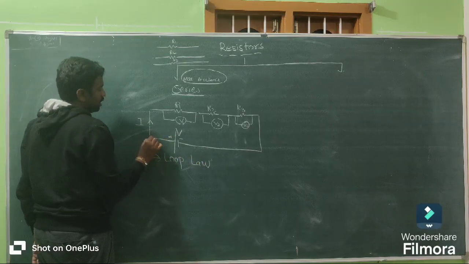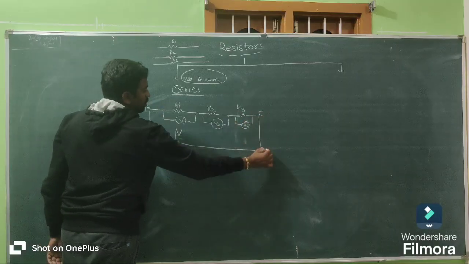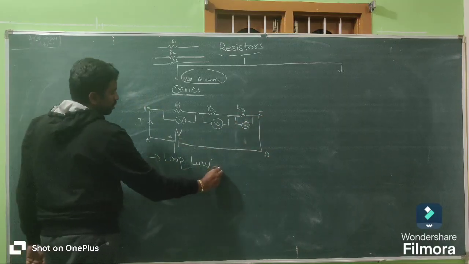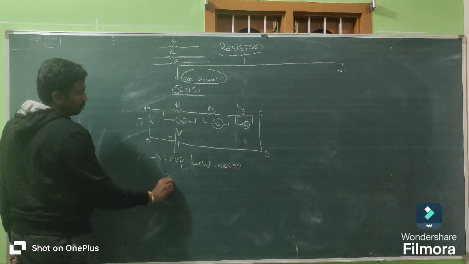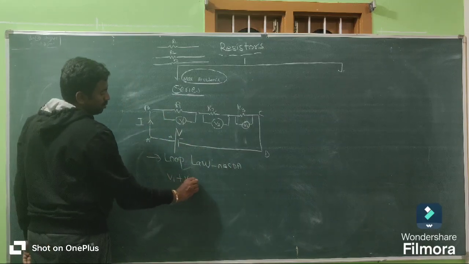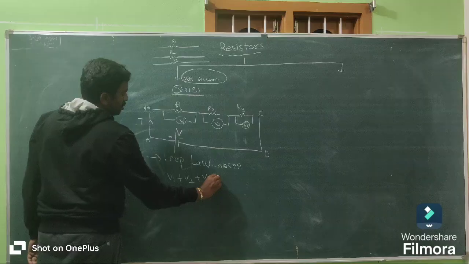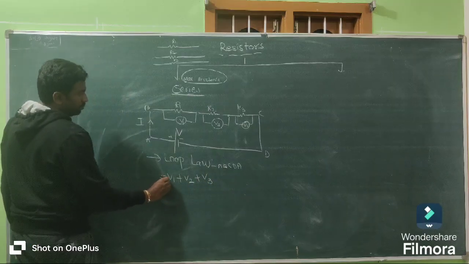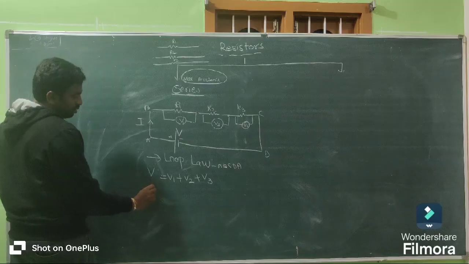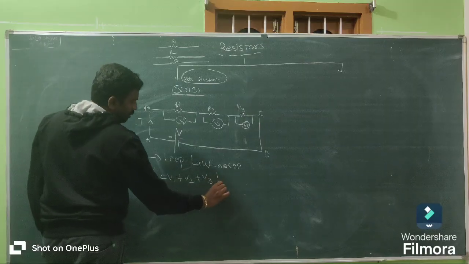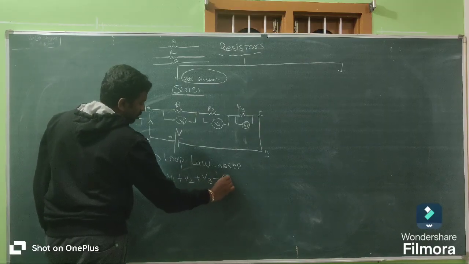Take this path as A, B, C, D. Apply the loop law for the A, B, C, D, A path. Here the potential difference V1 plus V2 plus V3 is equal to V. Okay. Now we know Ohm's law. Now we have to apply equation 1.